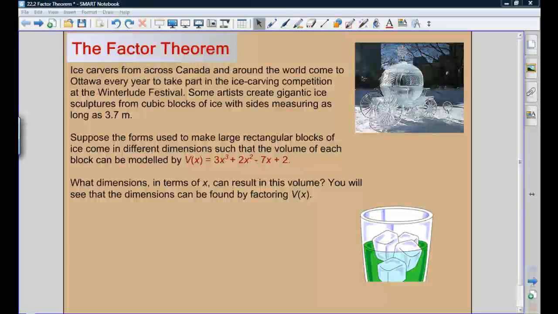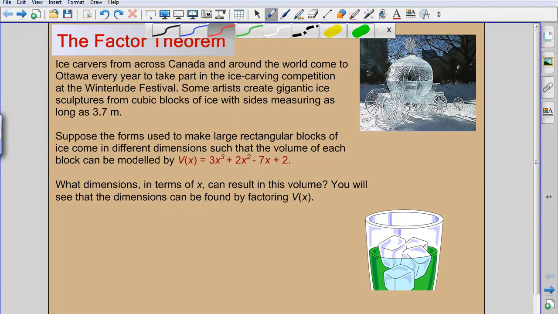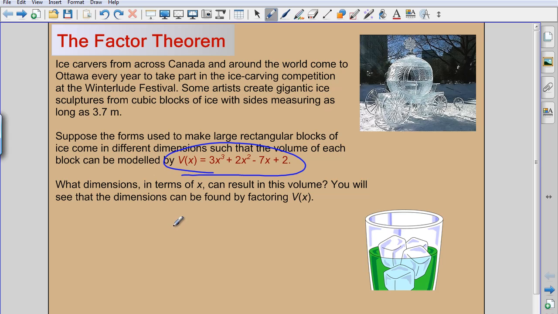Today we're going to take a look at the factor theorem. The factor theorem is a theorem that we will use extensively in this course. It allows us to take a polynomial equation, like we see here, which in this question represents the volume of a block of ice, and determine what the factors might be. These factors are important because they help to determine the possible lengths of sides given a set volume. But we'll get to a question like this in a few minutes.